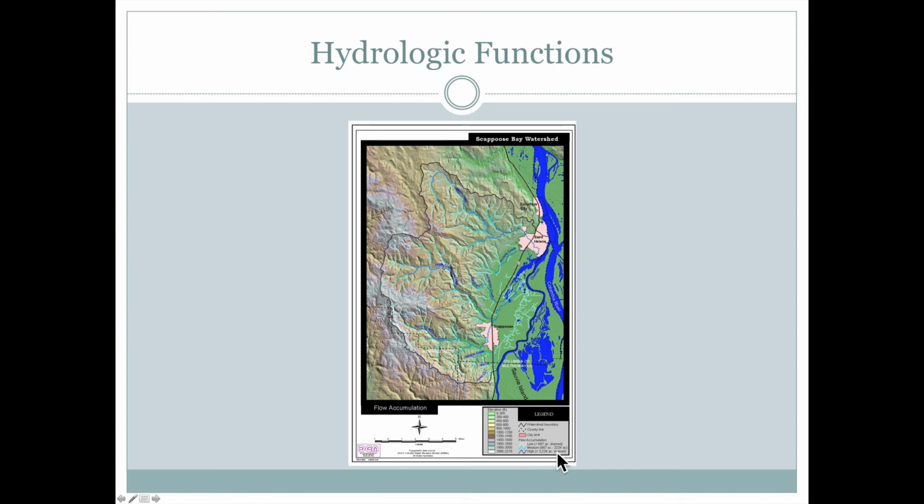And this has now been converted into acres instead of grid cells. But we can see in the highest reaches, it's a light blue. As we accumulate, we get into the darker blue, and then the darkest blue as we move down through these areas here.